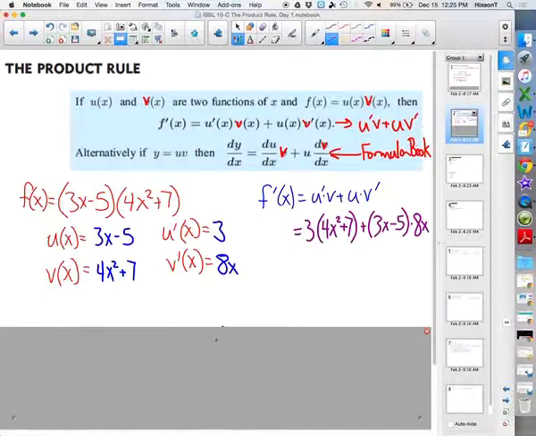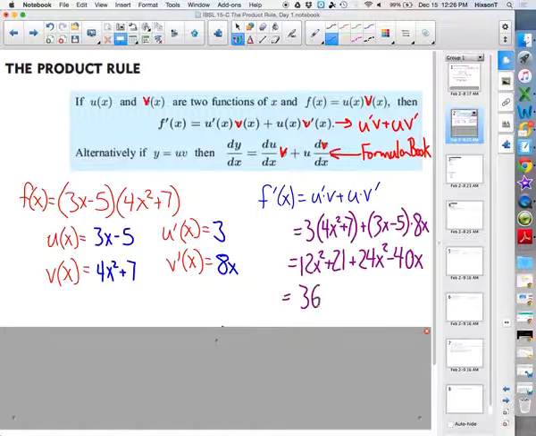Now, for this, you should simplify, okay? You don't have to FOIL out extreme things, but with this, it's just a simple matter of distributing and combining like terms. So you do need to simplify this, okay? We have a 12x squared plus a 21 plus a 24x squared minus a 40x. And if we put everything that's alike together, we've got a 36x squared minus 40x plus 21.